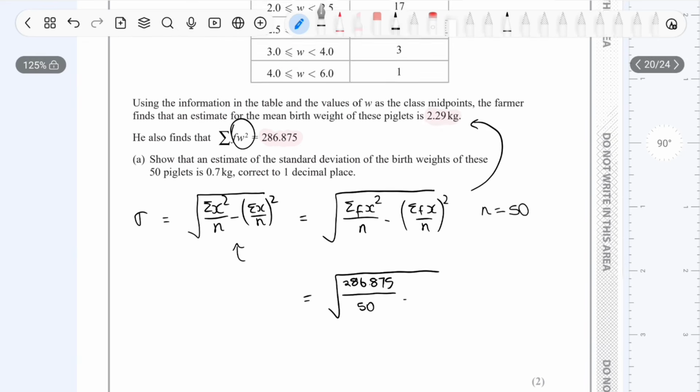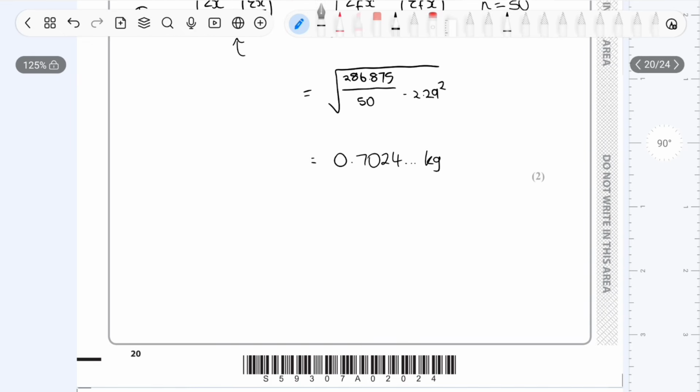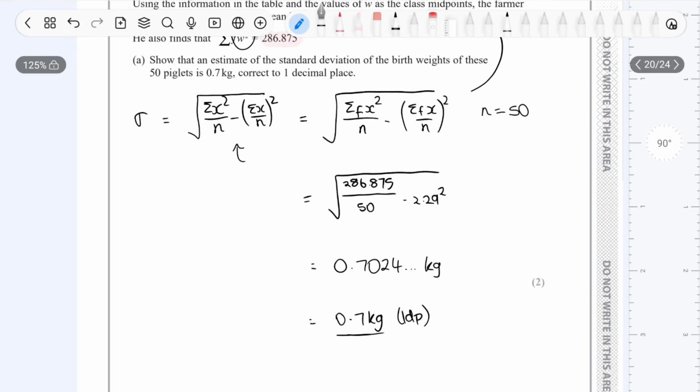And we don't have to do the mean, thankfully, so less workings for us. So just minus 2.29 squared. If you type this into your calculator, you get 0.7024 and so on kilograms, and then to one decimal place we just round this and we get 0.7 kilograms, and that's your answer right there.